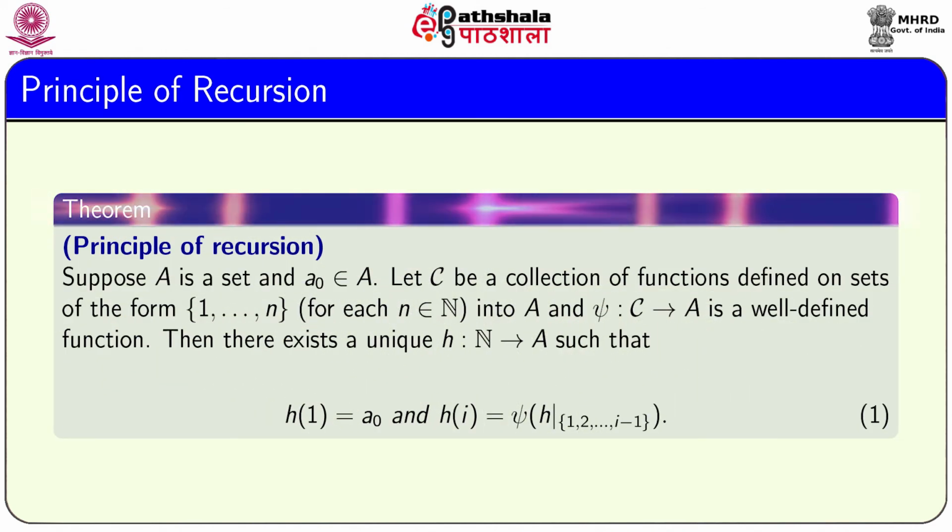Now we state the principle of recursion. It says that if we start with a set A and a point a0 from A, and if C is a collection of functions defined on the initial segments of the natural numbers to A, and psi is a well defined function from C to A, then there exists a unique h from N to A such that the condition for recursion holds. That means there exists a unique recursion h.